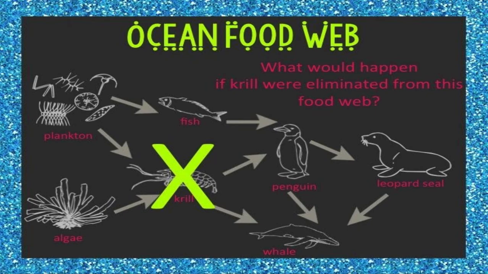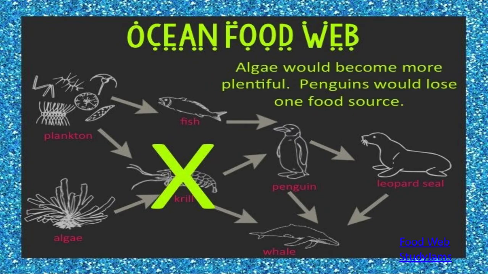What would happen if krill were eliminated from this food web? Take a moment to think what would happen if we removed krill from this food web. Algae would become more plentiful. Penguins would lose one food source. So if we removed krill, then there would be much more algae in the ocean because krill is not eating it anymore. And the penguins would lose their one food source because remember, this is our flow of energy. If we lose krill, then the penguins have no food.